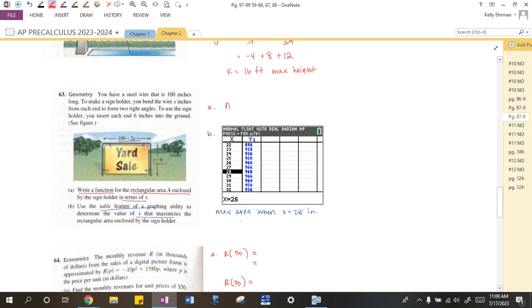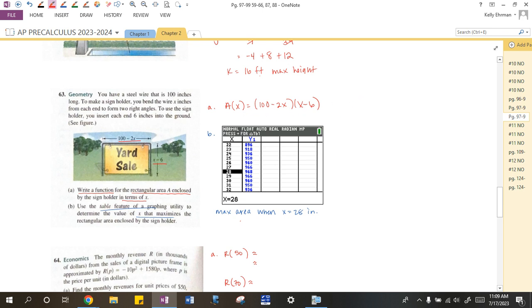So I don't have any y dimensions here. A of x is just length times width. So in any order, 100 minus 2x times x minus 6. I would not bother distributing that or figuring out what its general form is. I would just leave it like that.